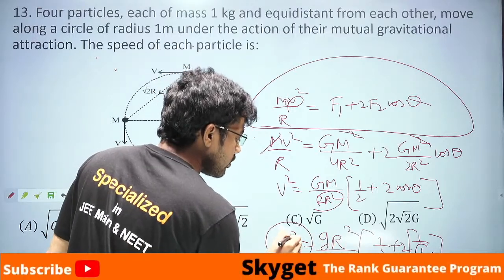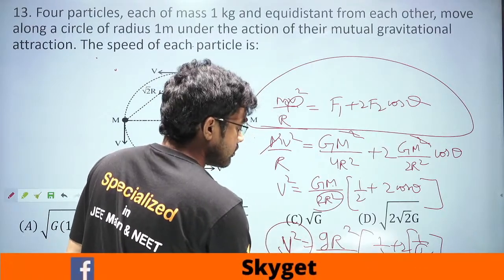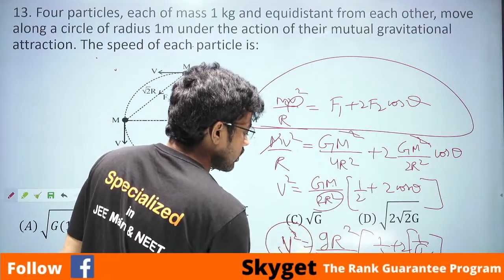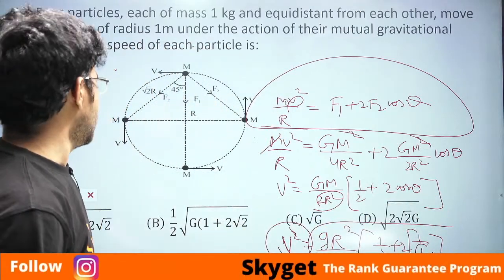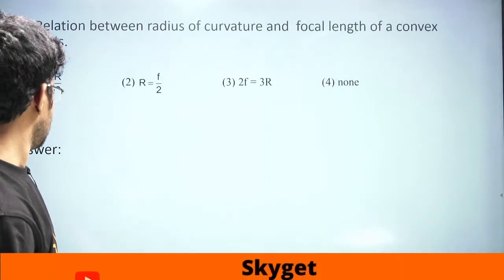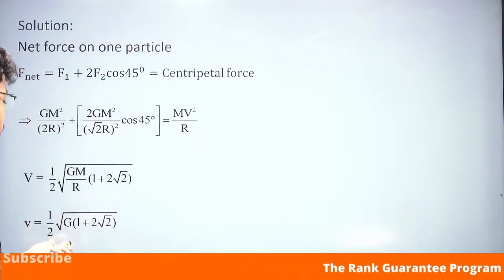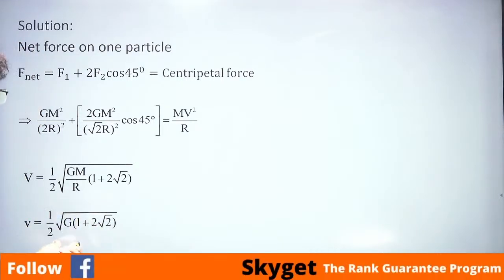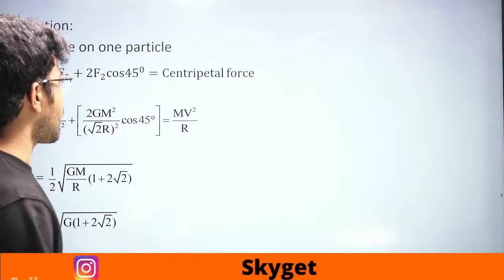you can write the value of the speed, or the velocity v, is equal to square root of gR square by 2R square into 1 by 2 plus 2 into 1 by root 2. That is what we have done here, and we got the velocity v to be 1 by 2 times square root of g into 1 plus 2 root 2.